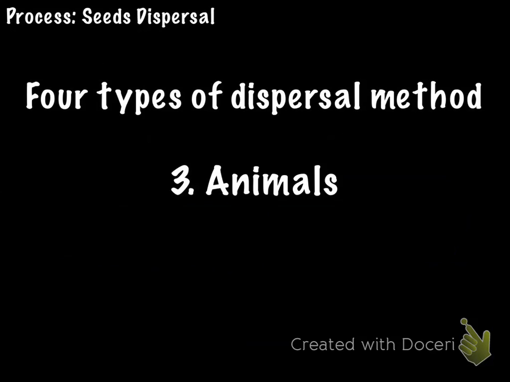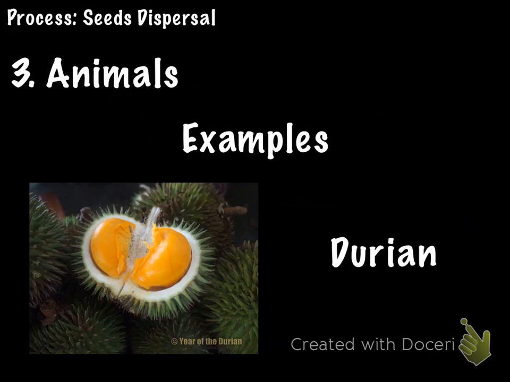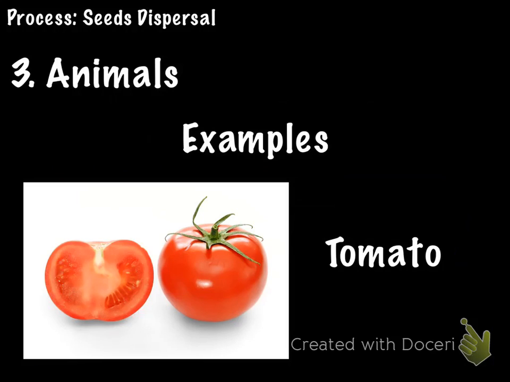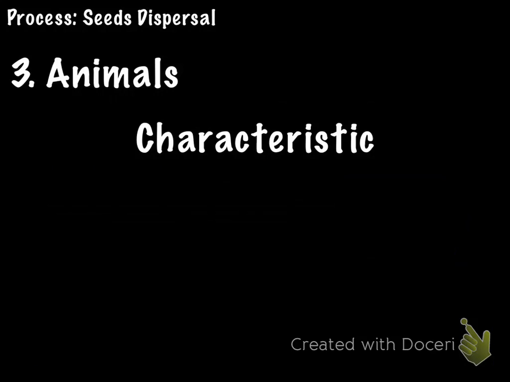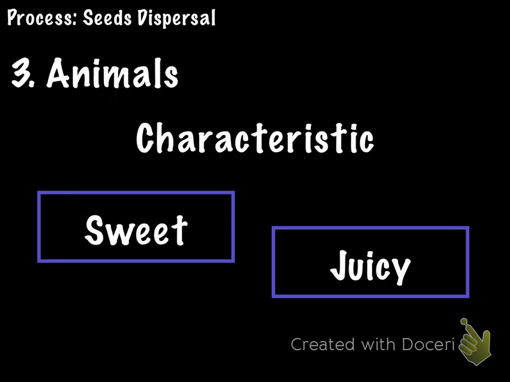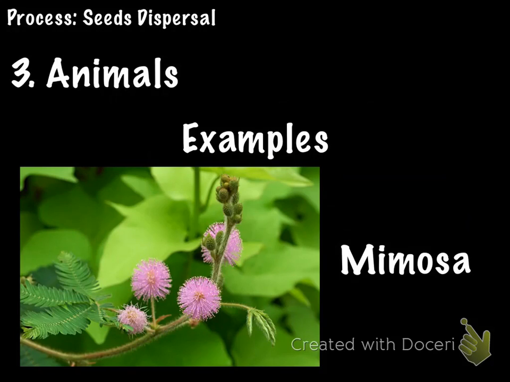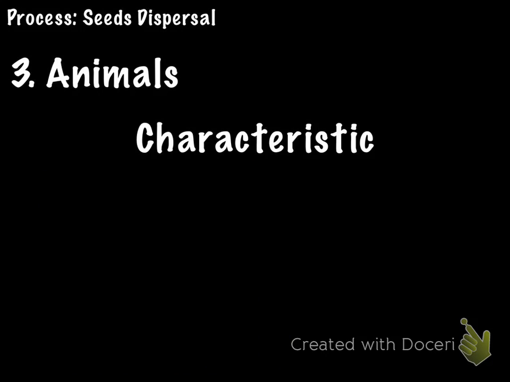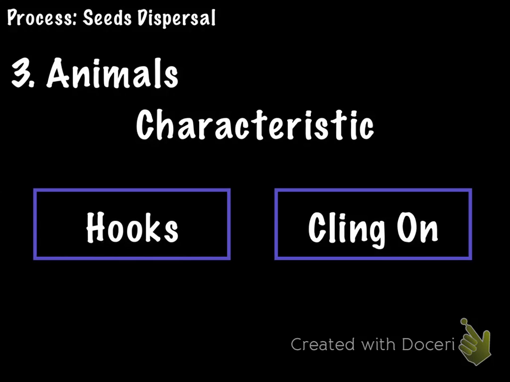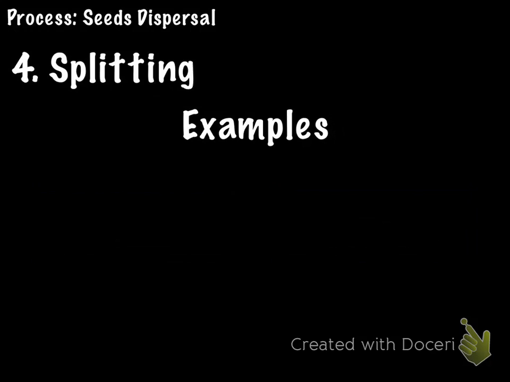Now, number 3, animals. For example, we have durian, we have guava, and we have tomato. Now, what are the characteristics? It must be sweet, must be juicy. And for animals, there's another type, okay? Examples are mimosa and love grass. This type of seeds or fruits needs to have hooks so that it is able to cling on to animals or onto humans, okay? Humans in this case is the socks that we are wearing.